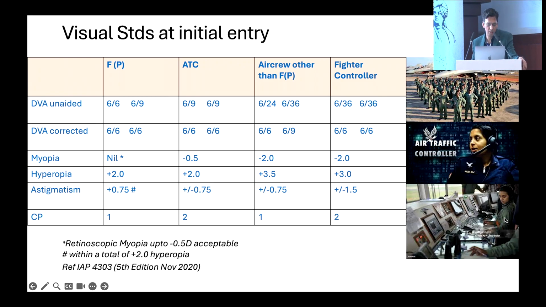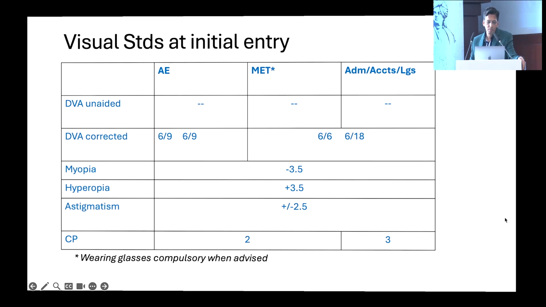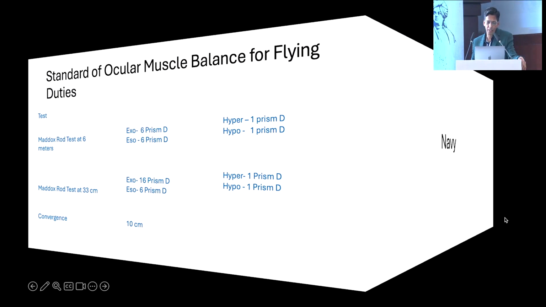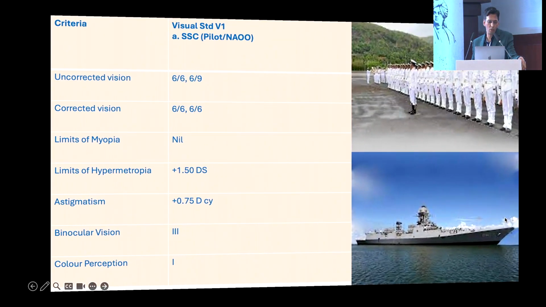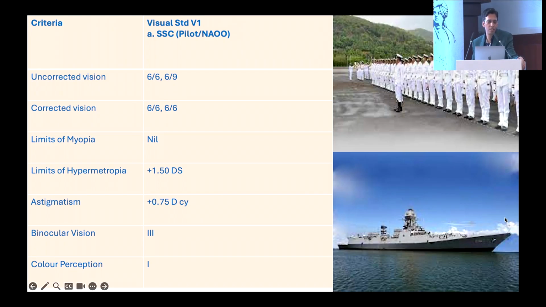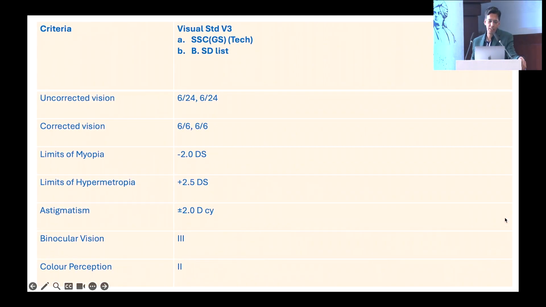In all these cases, the visual acuity in the fighter pilots is 6/6, 6/9 unaided, correctable to 6/6, 6/6. In the air traffic controller, 6/9, 6/9 correctable to 6/6. In the air crew other than fighter pilots, it's 6/24 and 6/36 correctable to 6/6 and 6/9. And in the fighter controller, 6/36, 6/36 correctable to 6/6, 6/6, with the respective myopia, hyperopia, and astigmatism that you can see in this slide. Most of these other cases will be covered in the Air Force and Naval standards. I'll skip this, as Navy has got its own standards starting from V1, V2, V3, which will be covered subsequently.